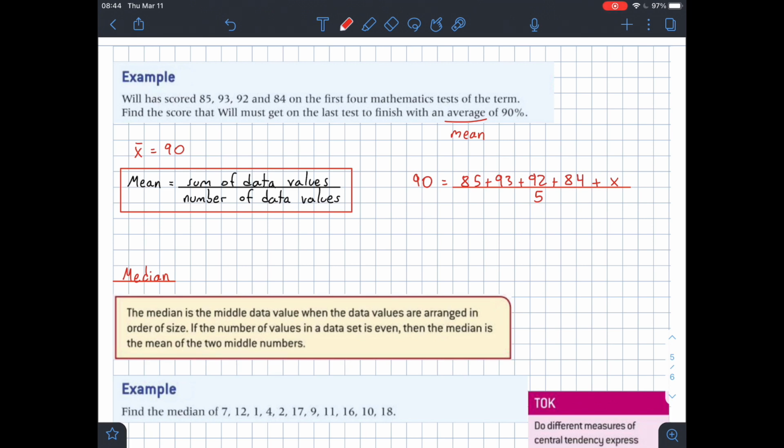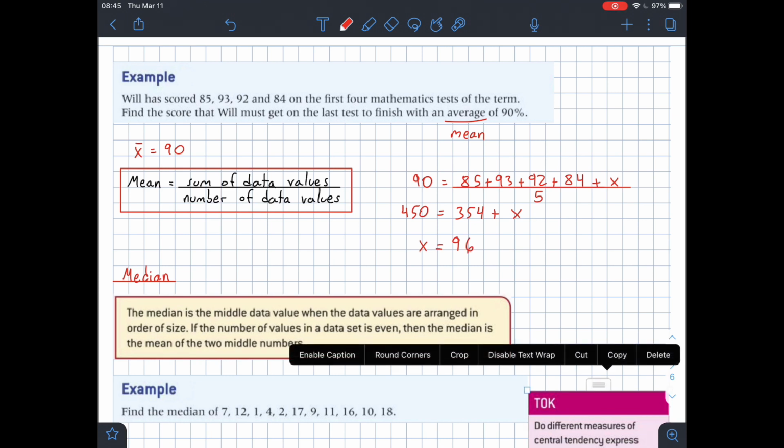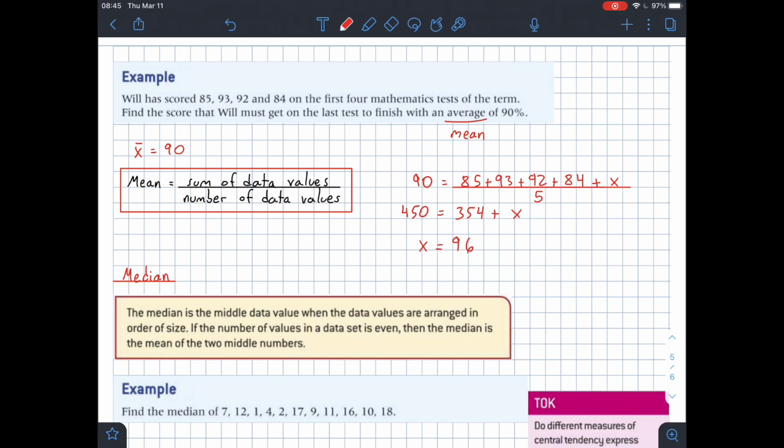90 times 5, that's 450. Then if we add up all of this, we should get, let me see, 85 plus 93 plus 92 plus 84, it's 354, right? So this is 354 plus x. Finally, to solve for x, we're going to take the 354, subtract it to the other side, and we get 96. So basically, Will must score 96% or 96 on the last test, right?